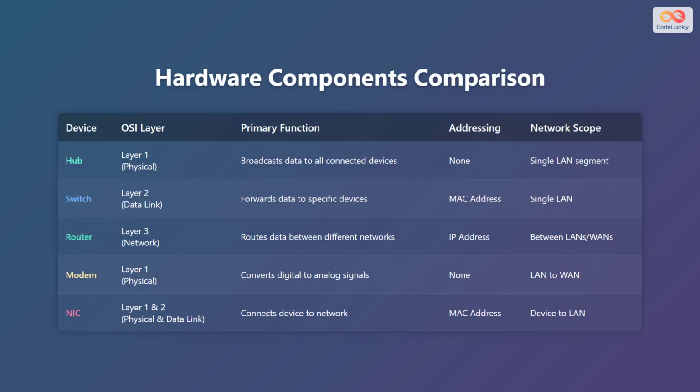Let's do a quick comparison. Let's compare these devices to understand their unique roles. A hub operates at layer 1 and broadcasts data. A switch operates at layer 2 and forwards data based on MAC addresses. A router operates at layer 3 and routes data based on IP addresses. A modem operates at layer 1 and converts digital to analog signals. Lastly, the NIC operates at layers 1 and 2, connecting devices to the network. Each device has a unique scope, which ranges from single LAN segments to wide area networks.